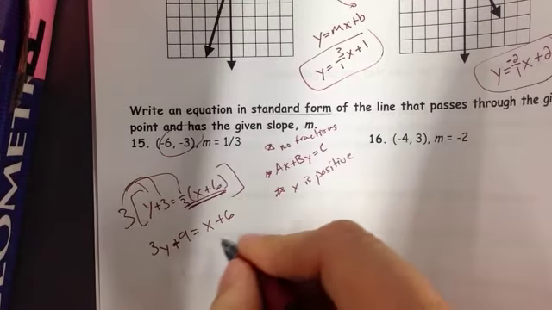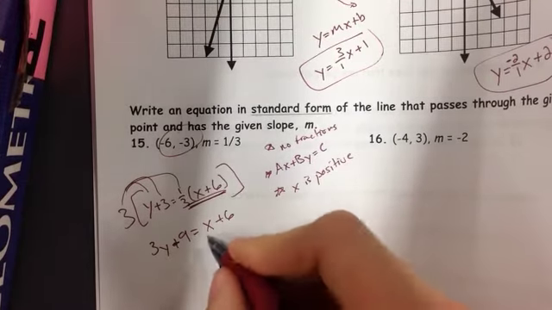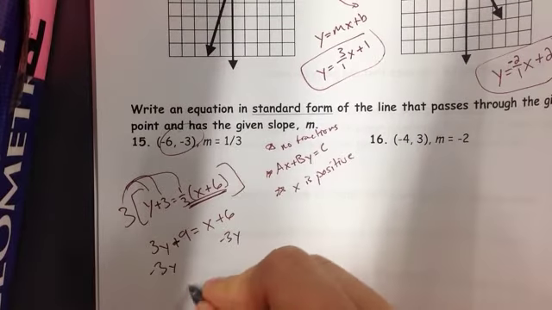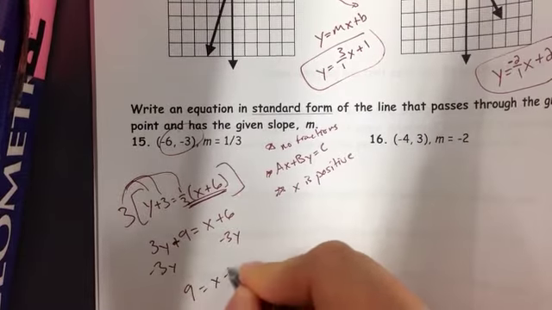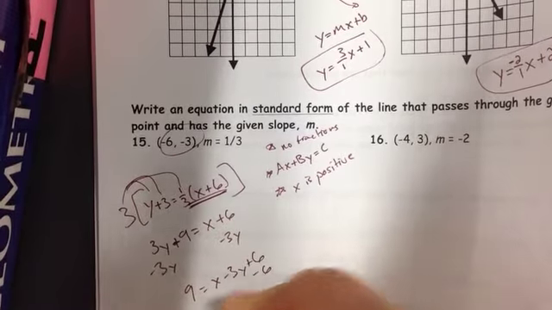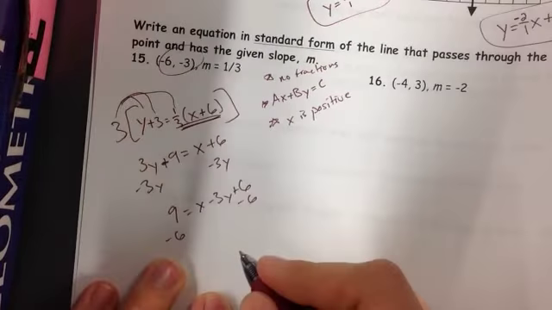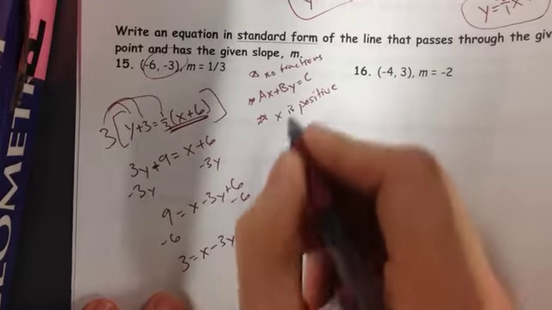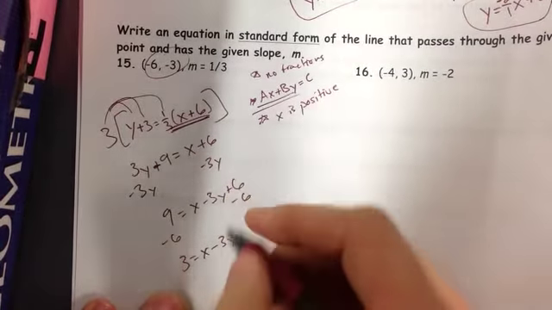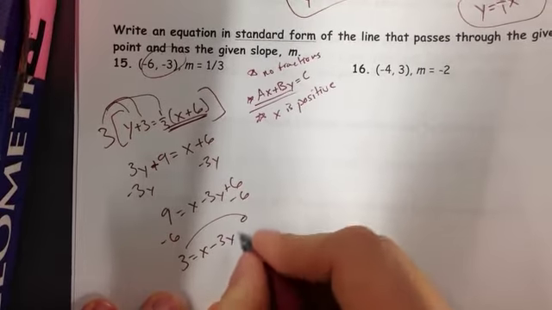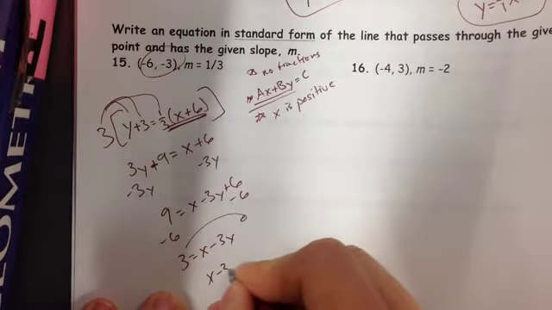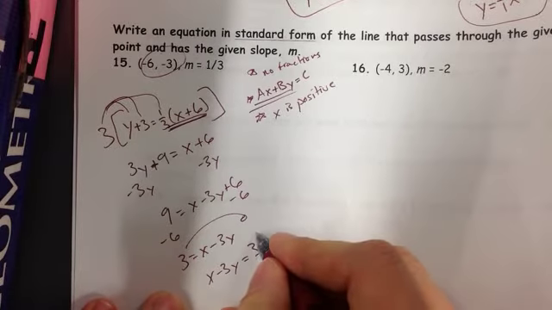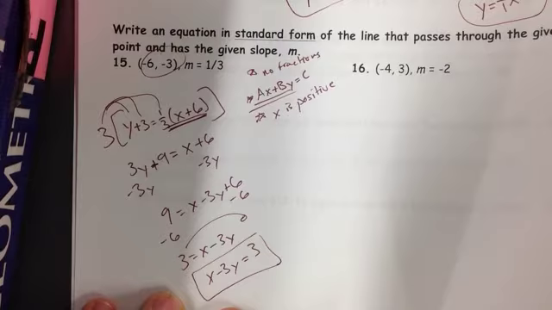Then I want my x and y on the same side. X is already positive over here, so I'm going to move my y, and I'll get 9 is equal to x minus 3y plus 6. I'm going to get that 6 out of the way, and that'll give me 3 is equal to x minus 3y. I want it in this form, so I'm just going to flip it and put that 3 on the other side, and I'll say x minus 3y is equal to 3. And that's going to be standard form.